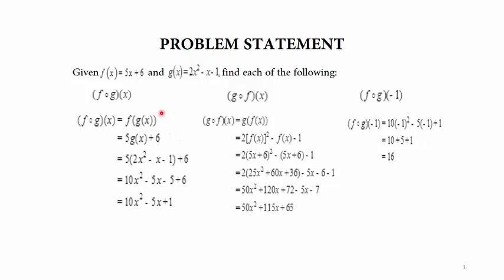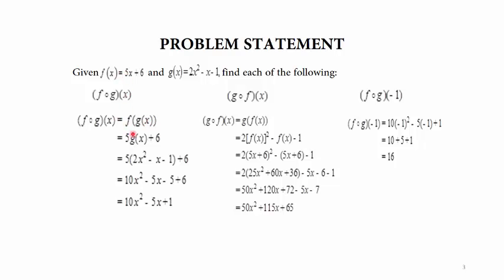Let's take an example here, where we have the function f of x defined as 5x plus 6, and another function g of x defined as 2x squared minus x minus 1, and we are to find the composition of the function f with g, which is equivalent to f of g of x.